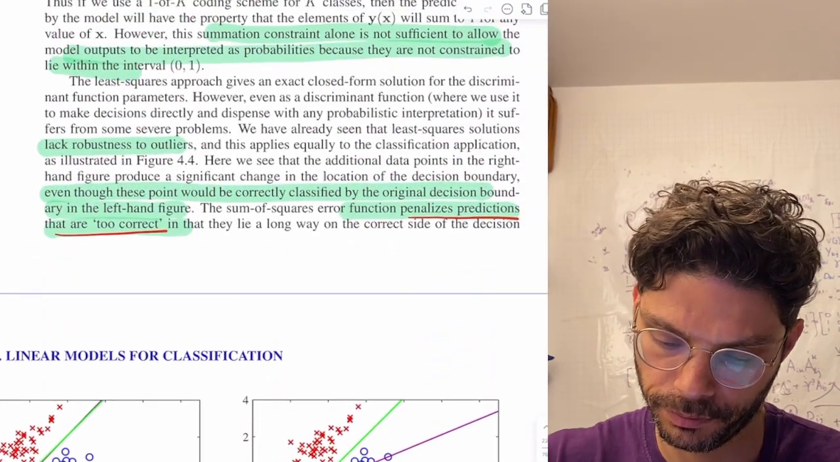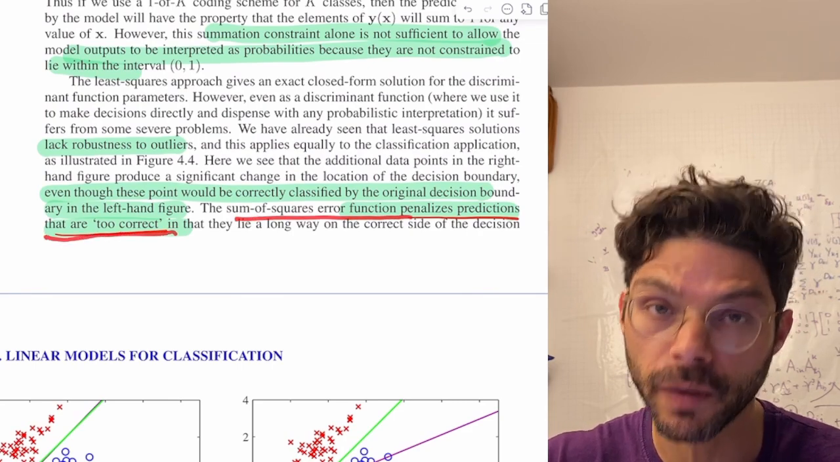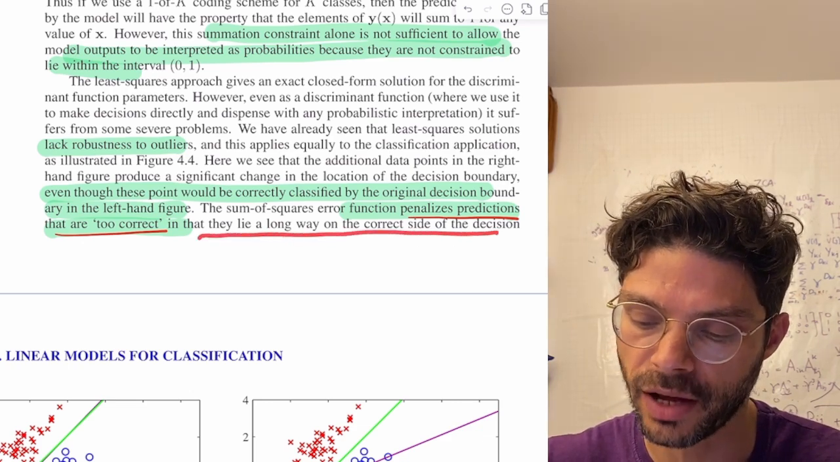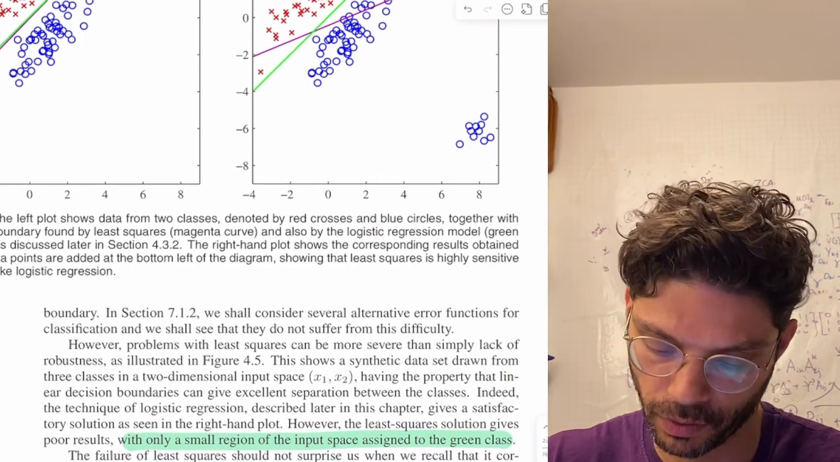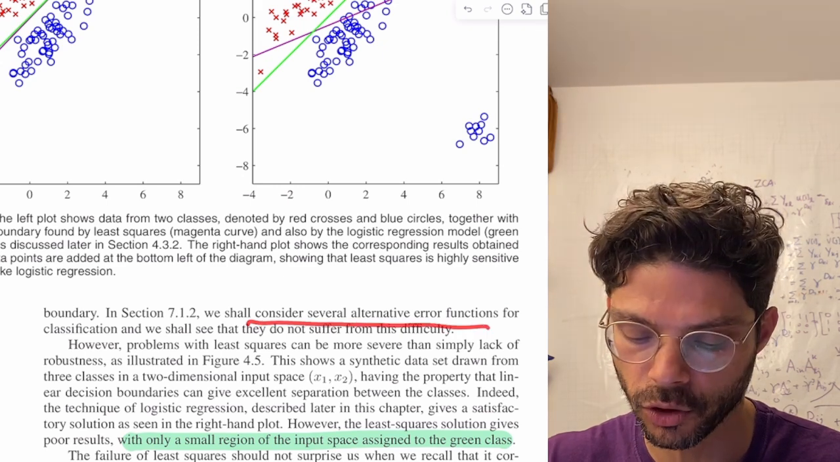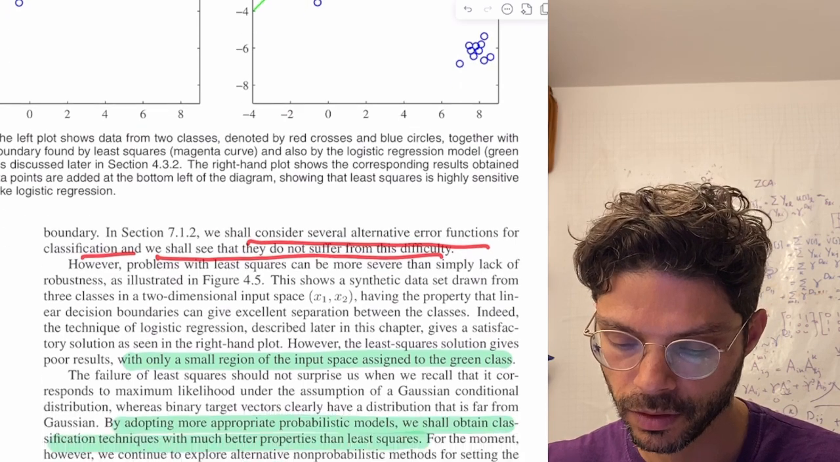Okay, so the sum of squares error function penalizes predictions that are too correct. That's a nice way of putting it, in that they lie a long way on the correct side of the decision boundary. And in a future section, we shall consider several alternative error functions for classification, and we shall see that they do not suffer from this.